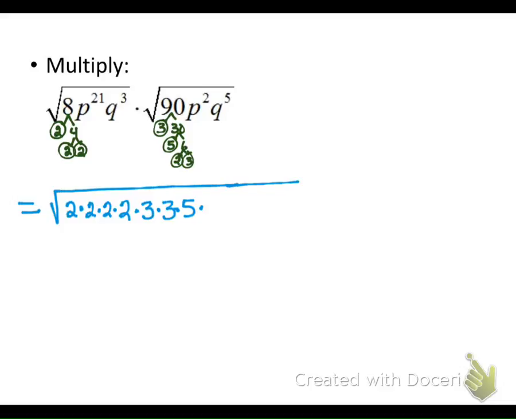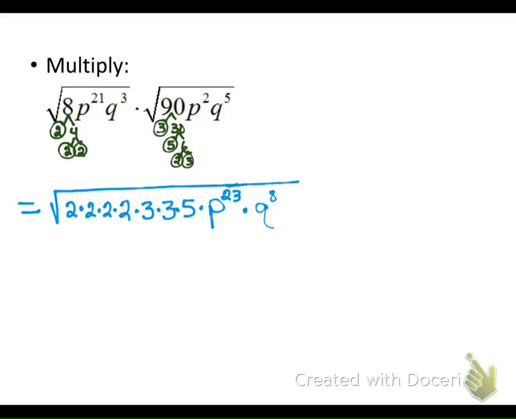When I multiply p to the 21st times p to the 2nd, what does that equal? What do I do with my exponents? No, you add them. Yeah, you add them. So what's 21 plus 2? So p to the 23rd power. Then times q to the 3rd times q to the 5th, which equals, what's 5 plus 3? 8. You're pretty confident about that, and that's what I like.